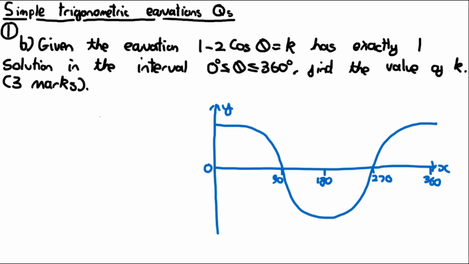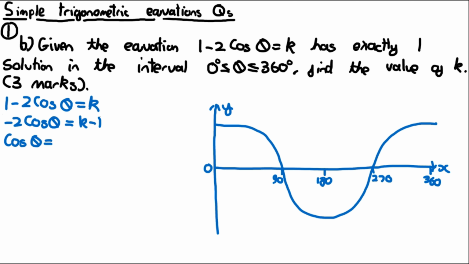So for part B, the first thing that I would do is I would rearrange it into the form cos theta is equal to something, because that's kind of the form that we're familiar with. So it's 1 minus 2 cos theta is equal to k. Bring 1 onto the other side to make minus 2 cos theta is equal to k minus 1. Then divide both sides by minus 2 to make cos theta is equal to k minus 1 over minus 2, which we can write by bringing the minus onto the top as 1 minus k over 2. So cos theta is equal to 1 minus k over 2.